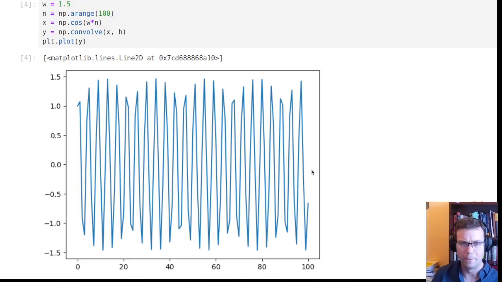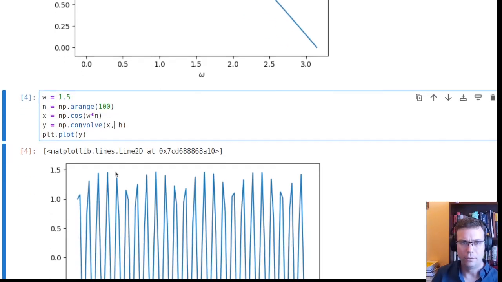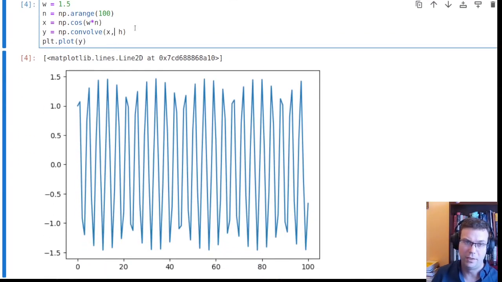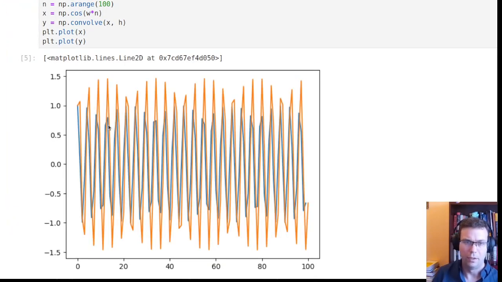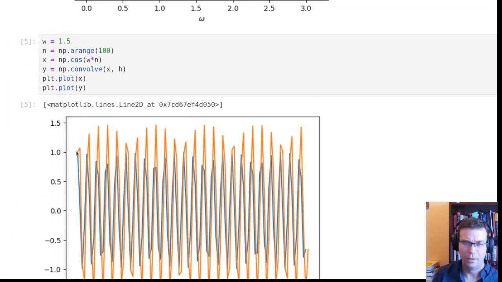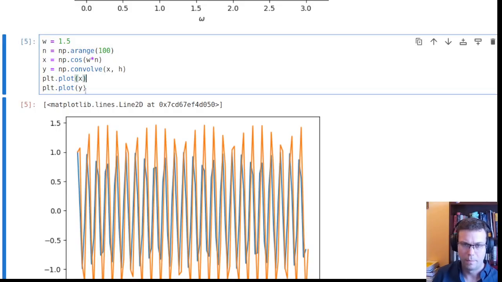And here's what I get. Now, I see it actually is the same frequency. Let me plot x originally. Okay, so x is the blue one, and the orange one is the result of filtering. So I can see it's the same frequency, but the amplitude has changed.